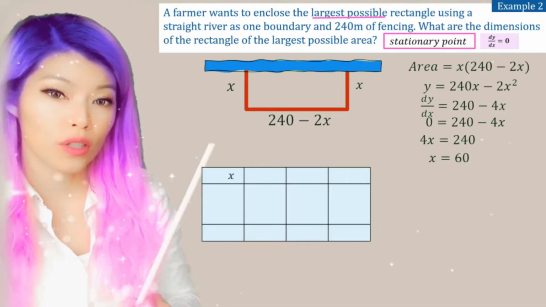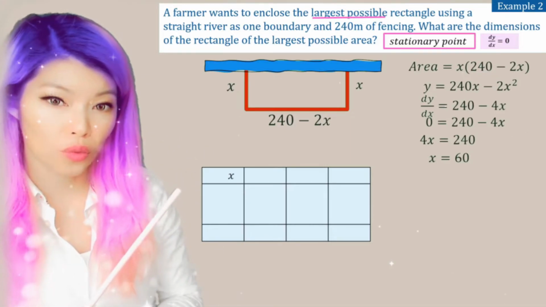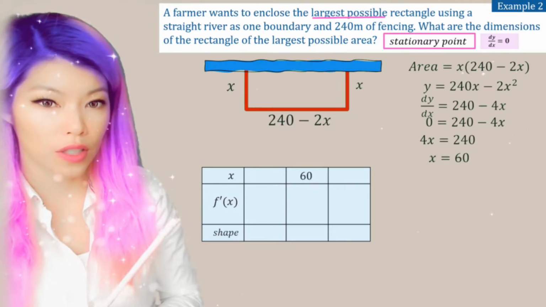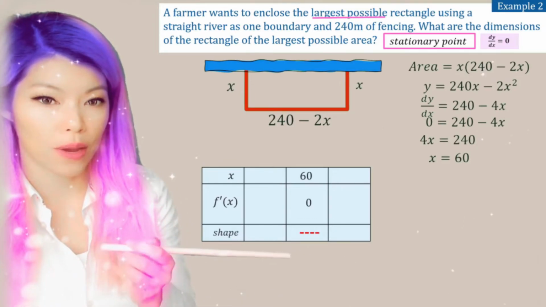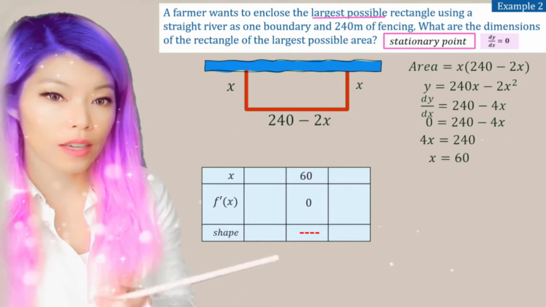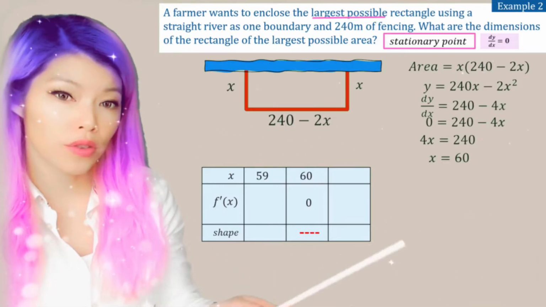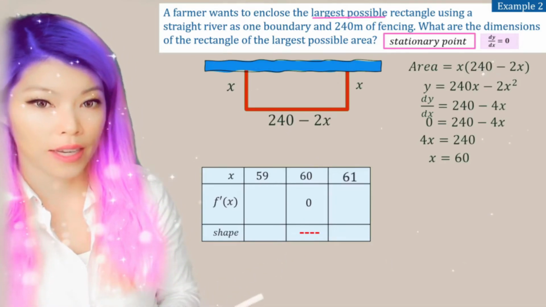Let's prove it using the table just like we did in question 1. So x equals 60 is a gradient of 0, which is a shape that is flat. And then we go to the left and to the right. So to the left of 60 is 59, to the right of 60 is 61. And we find the gradient.